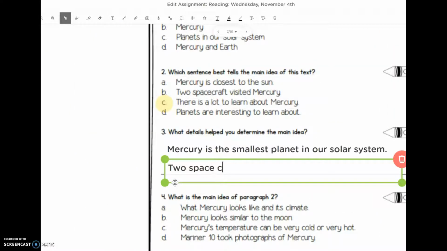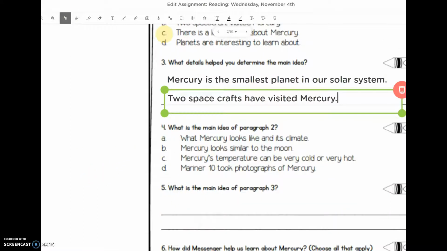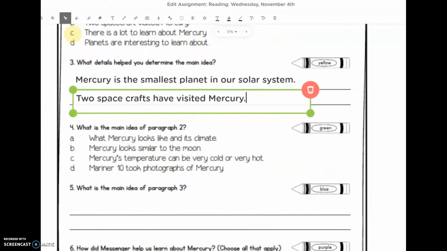2 spacecrafts have visited Mercury. If you need to pause the video to type these in, you may go ahead and do that now. And we will move to number 4.